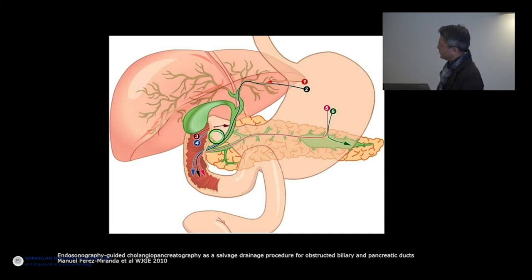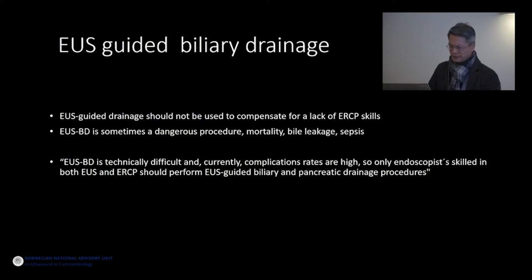There are new routes now. One option is that you can access the common bile duct and then place a guide wire through the papilla and do antegrade stenting or rendezvous. But the latest development is that you can do a direct access to the gallbladder from the antrum or the duodenum. So you have some different options if you use EUS-guided drainage, but it should not be a compensation for bad ERCP skills. It is a dangerous group of procedures which can cause bile leakage, sepsis, and in the worst case mortality.